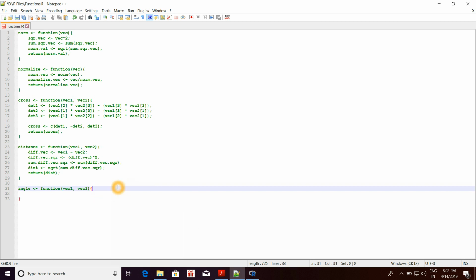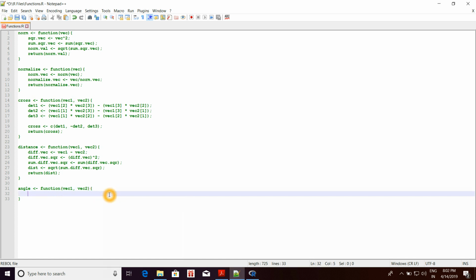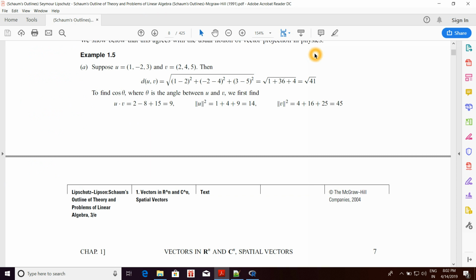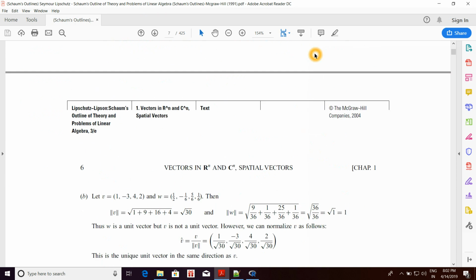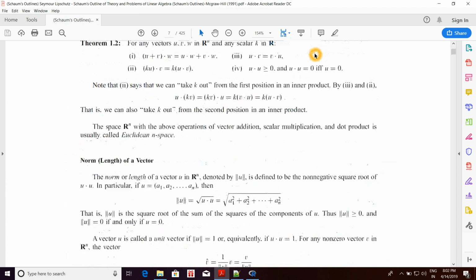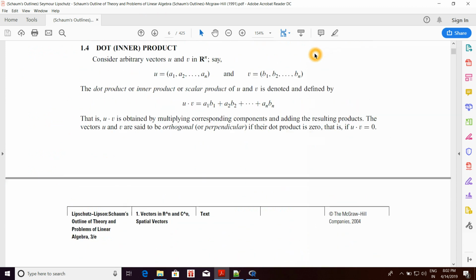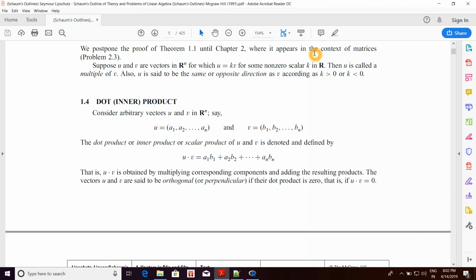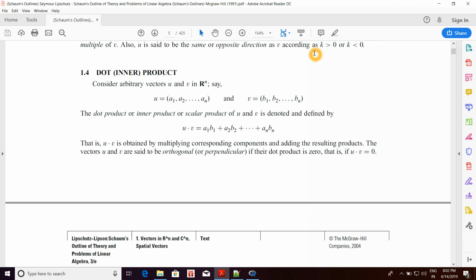So first we need the dot product. First we have to check how to get the dot product. In the second lecture I have shown you how to get the dot product using some external package, but here I want to do it using my own code.